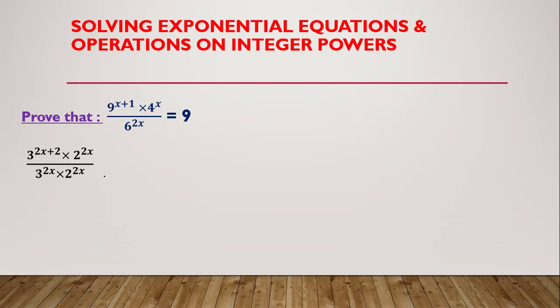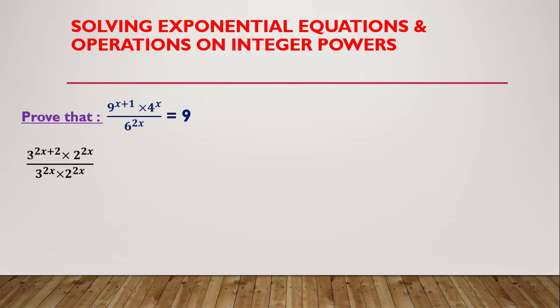By the same way, here I have 4. 4 is 2 power 2. 2 power 2 all power x, it means 2 power 2x. Here we have 6. 6 is 2 multiply 3. So it will be 3 power 2x multiply 2 power 2x. And this is the first step.